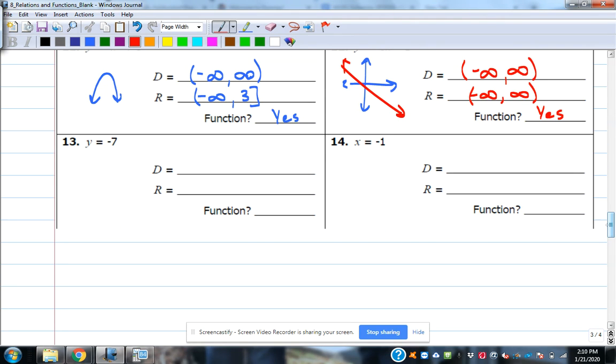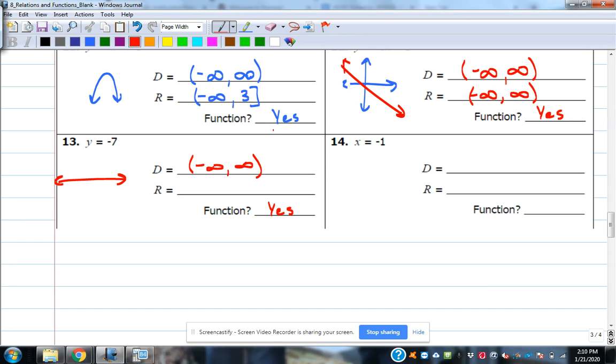All right, y equals -7. Does anybody remember what that looks like on the graph? Does it go up and down, or does it go side to side? Y equals a number is a horizontal line at that number on the y-axis. So you go to -7 on the y-axis and you draw a straight line straight across. Does that pass the vertical line test? Yes. What about the domain? Yeah, it goes all the way to the left and all the way to the right, so that's -infinity to +infinity.